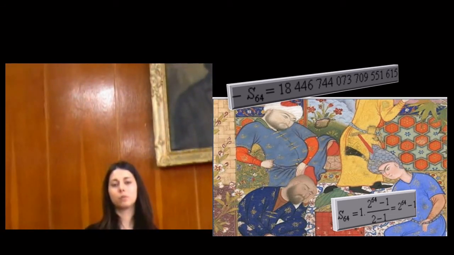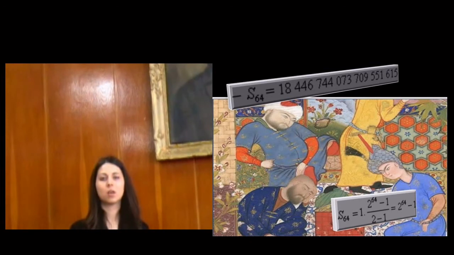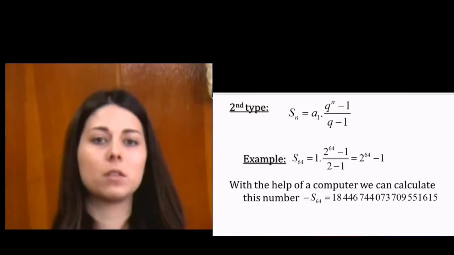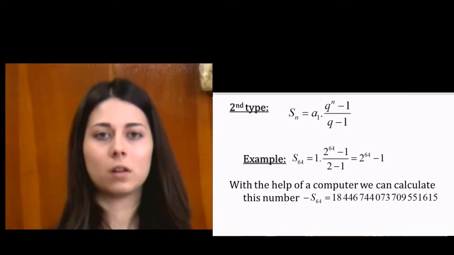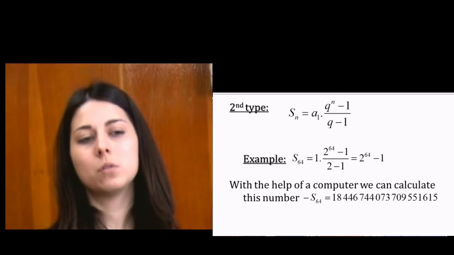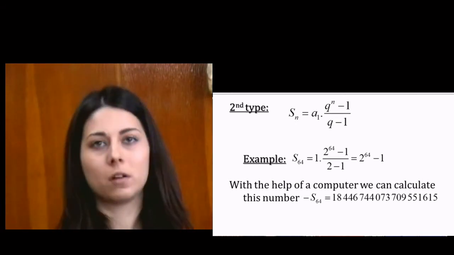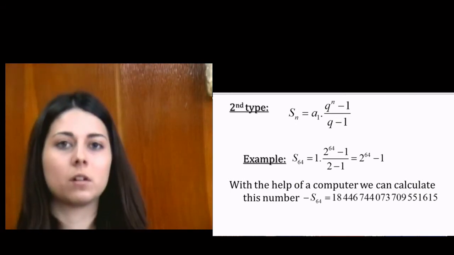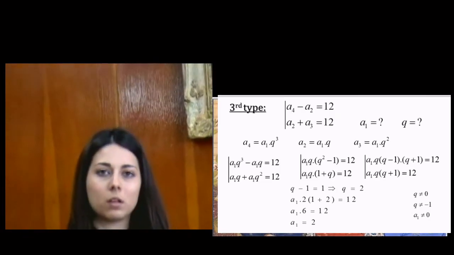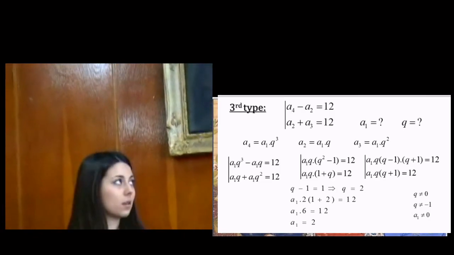In order to find out the quantity of grains, we have to calculate the first 64 terms of a geometric progression with common ratio 2 and scale factor 1. We use the formula of sum of the geometric progression, and we can calculate with the help of computer this number.